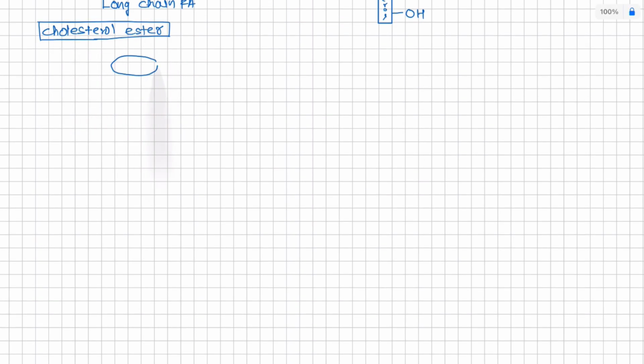Let's move to the cholesterol ester digestion. Schematically, it can be represented like this. This is cholesterol and this is its attached fatty acid. Remember, cholesterol ester cannot be digested in the mouth or stomach. It can only be digested in the small intestine. The enzyme that works here is cholesterol esterase, also called cholesterol ester hydrolase.